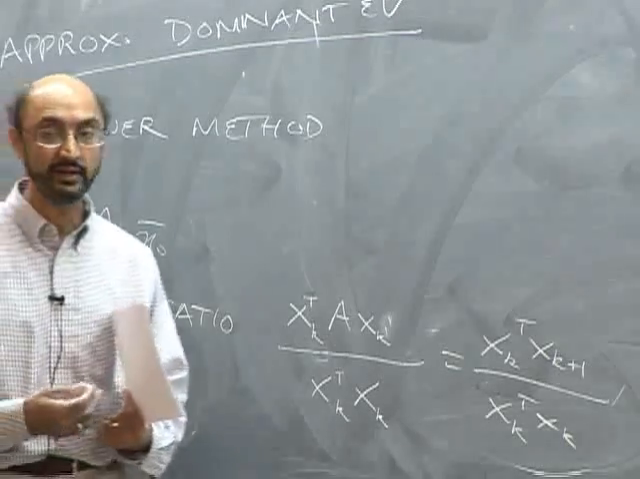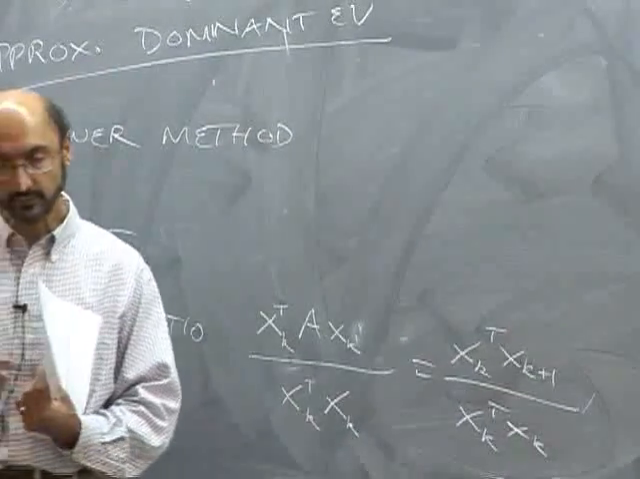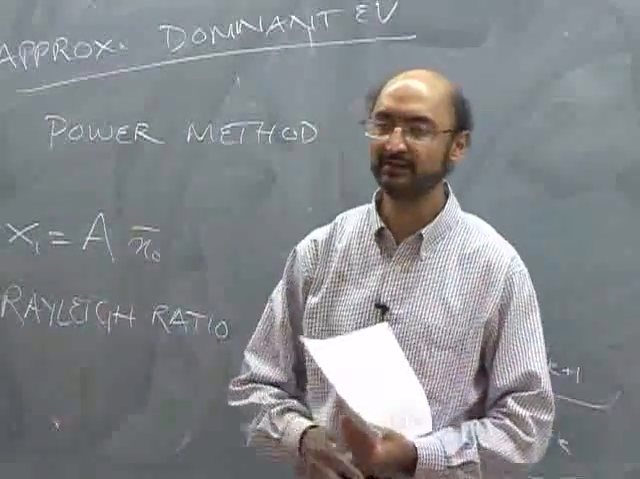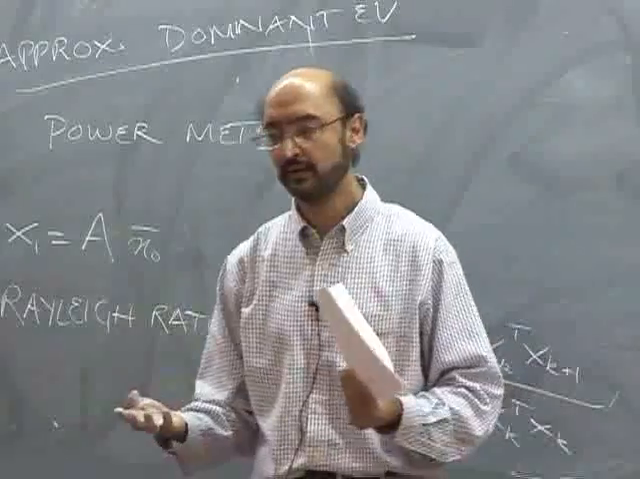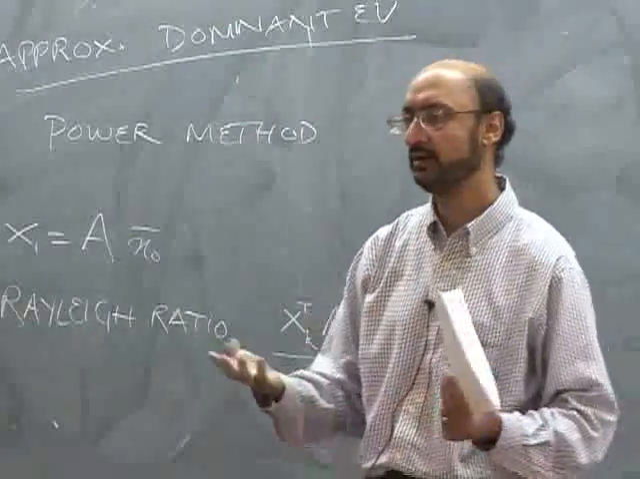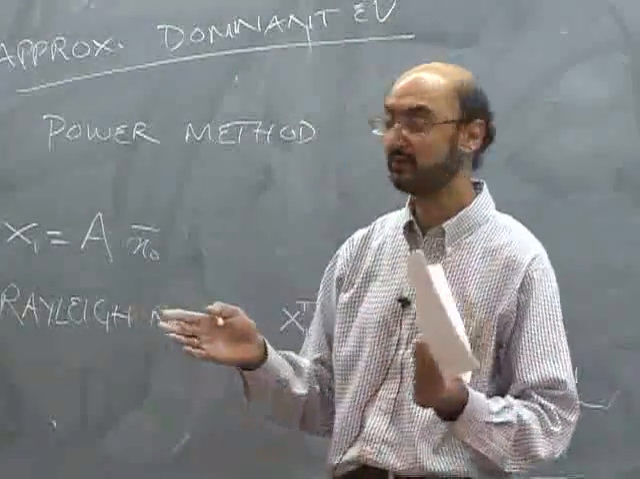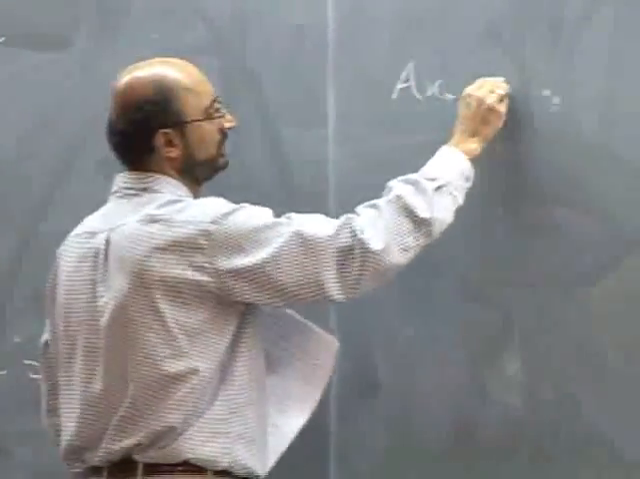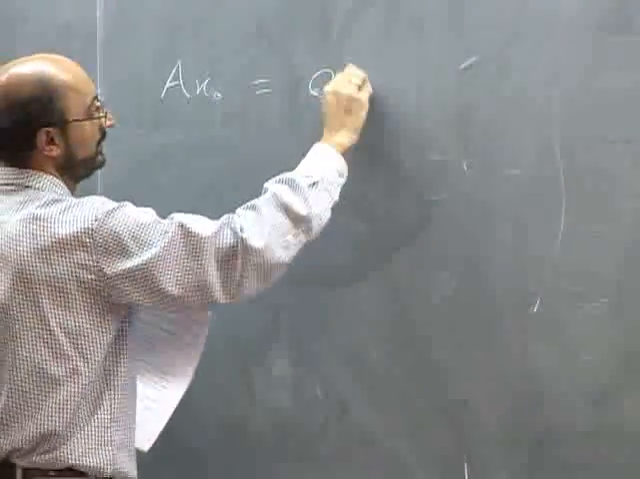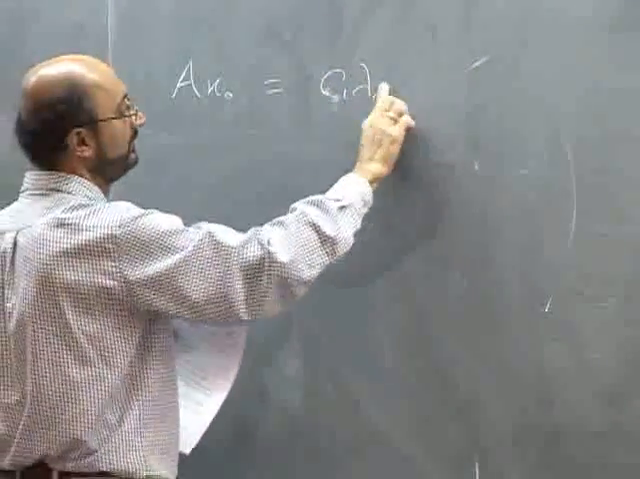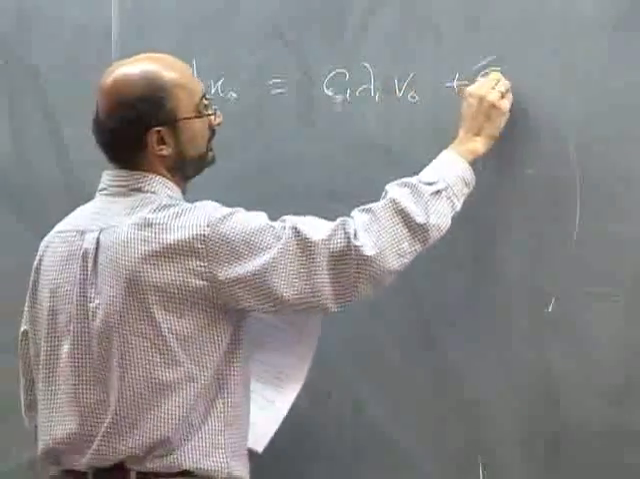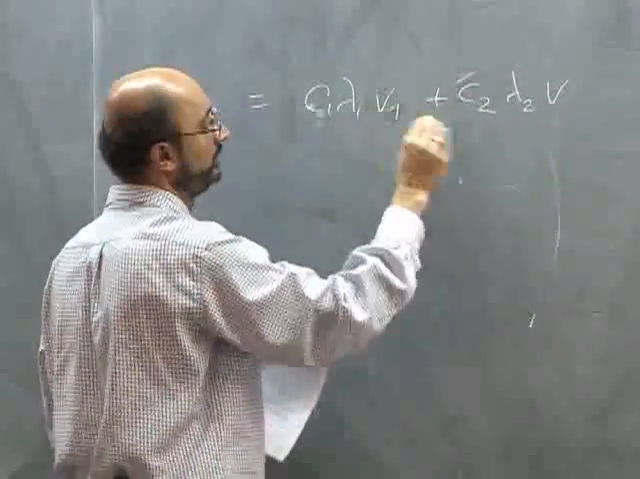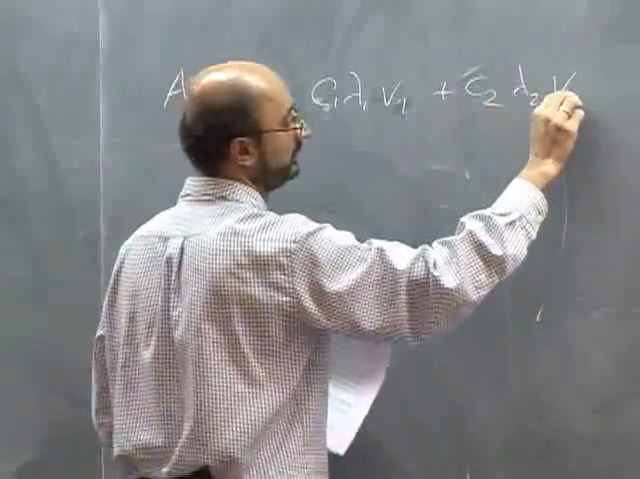Why does it work this way? It really comes down to the fact that the transformation is taking some arbitrary initial vector and scaling it up by the values lambda 1 and lambda 2, so two eigenvalues in 2 dimensions. Let me write that down. A x0 is nothing more than c1 lambda 1 v1 plus c2 lambda 2 v2.